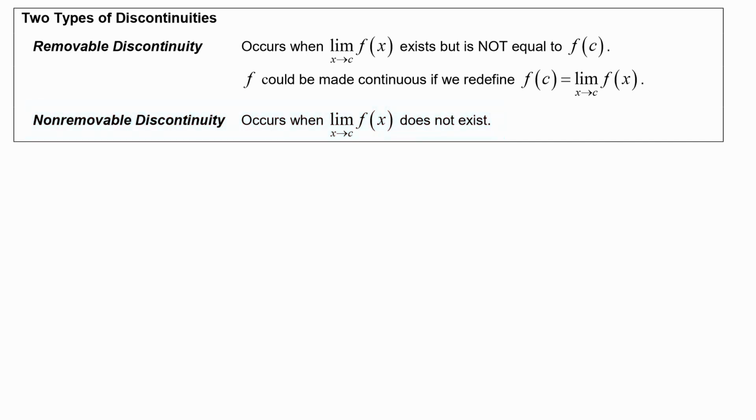So you can see that a discontinuity is either removable or it's non-removable, because the condition that makes them happen is exclusive to that type of discontinuity. If there's a discontinuity and the limit exists, it's going to be removable. If there's a discontinuity and the limit does not exist, then it's going to be non-removable.